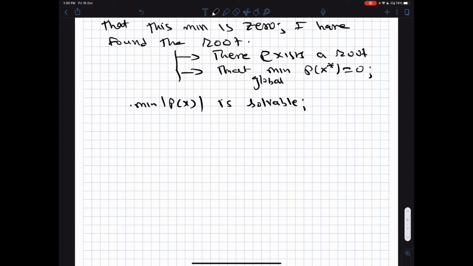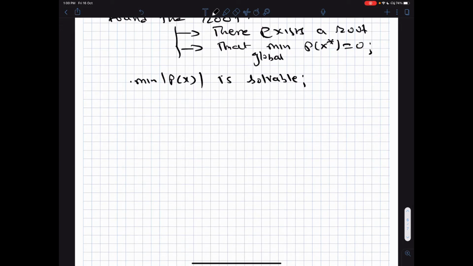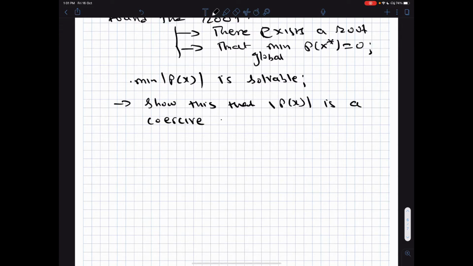So now let us say we want to first show that this is solvable. That means there is some x star which solves this problem. This is what we want to show. So how do I show that? This is where Weierstrass theorem comes in, is it not? And the way I am going to show this is that this function, modulus of P of x, is a coercive function. This is what I am going to do now.